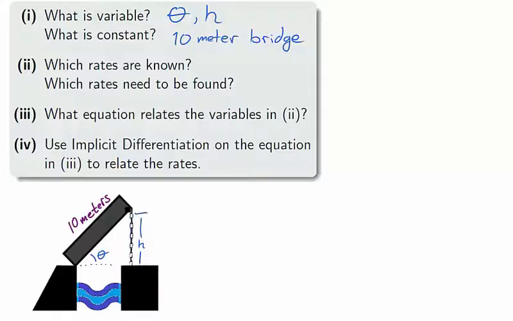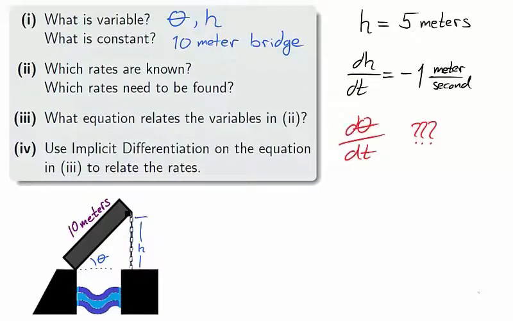Our second question, which rates are known and which rates need to be found? When h is equal to 5 meters, the rate dh over dt is -1 meters per second. So we have one rate that's known, dh over dt, and we have a second rate that needs to be found, d theta over dt, the rate of change of theta with respect to time.